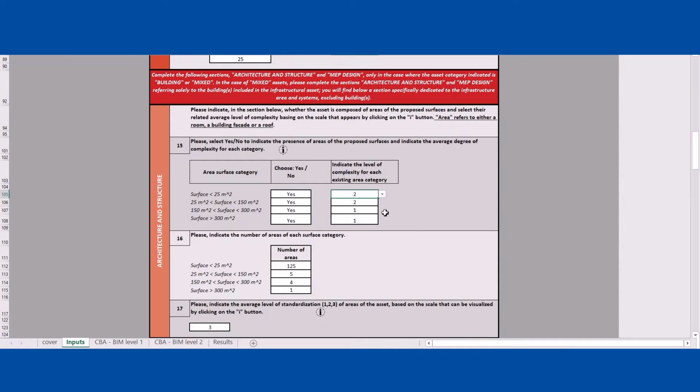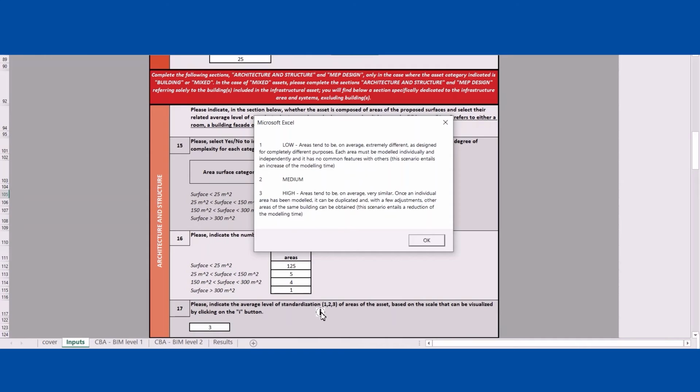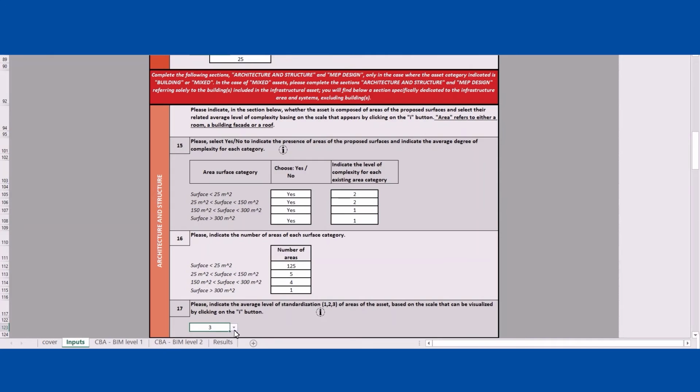To complete this section, we finally select the average level of standardization of the asset areas, following the guidelines appearing in the pop-up window. This is a rough indication about the extent to which, for example, after modelling one of the 125 areas with a surface area below 25 square meters, this area can be used as a basis for modelling the subsequent ones. For example, let's assume that our asset is composed of a set of standard housing units which are very similar to each other. So we select a standardization level of 3.